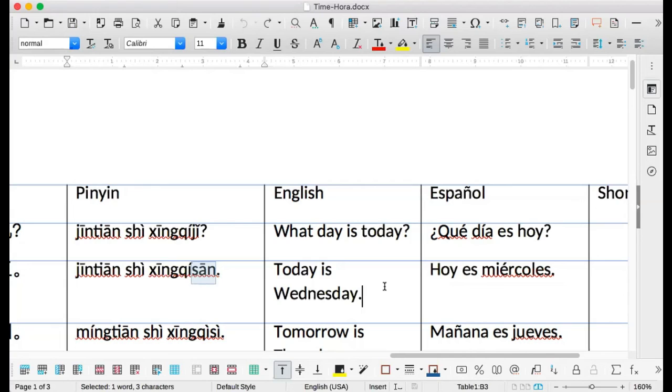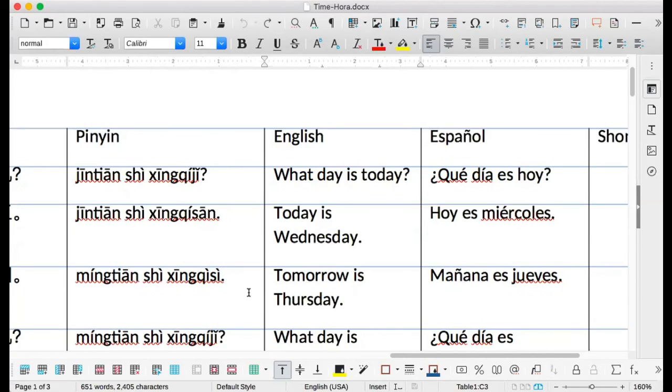We start with 今天是, then the week, Xing Qi. Week. Day is week. And then the number. Yes.